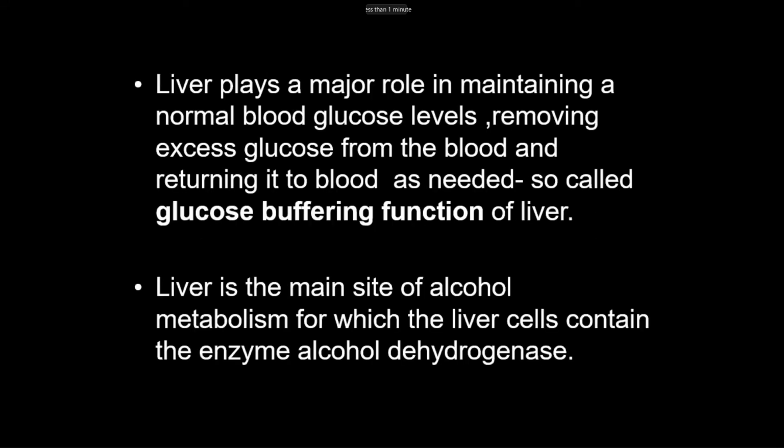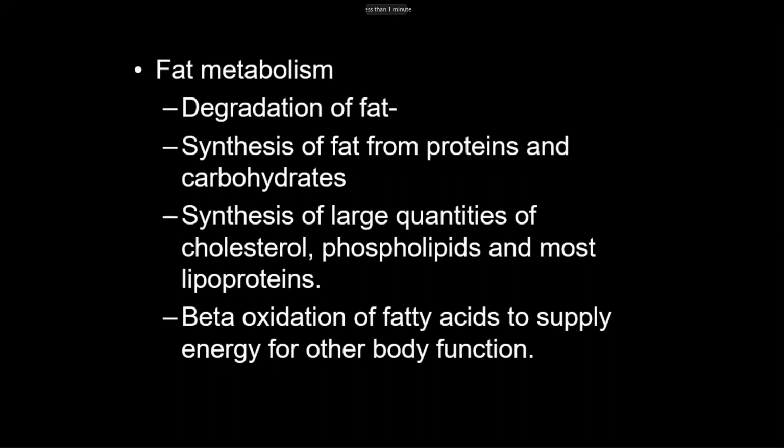So liver plays a major role in maintaining a normal blood glucose level, removing excess glucose from the blood and returning it to blood as needed, the so-called glucose buffering function of liver. Excess glucose is converted into glycogen, and when there is a low blood glucose level, then this glycogen is again converted into glucose. So liver is the main site of alcohol metabolism, because liver cells contain the enzyme alcohol dehydrogenase.